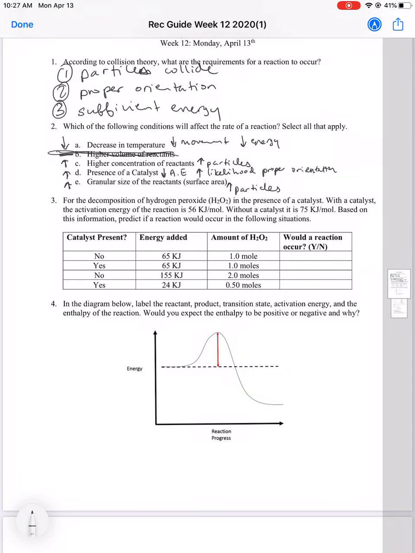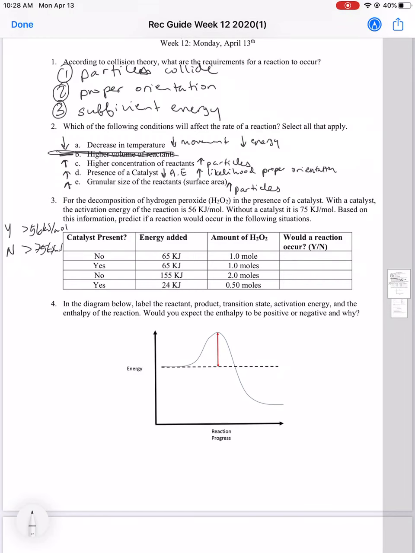Number 3, for the decomposition of hydrogen peroxide in the presence of a catalyst. Basically, if a catalyst is present, then we'll need greater than 56 kilojoules per mole of energy for the reaction to occur. And if there's not a catalyst present, then we are going to need more than 75 kilojoules per mole for a reaction to occur.